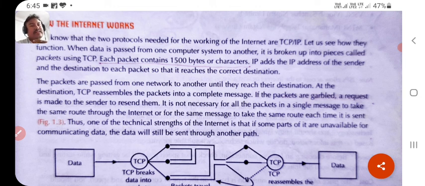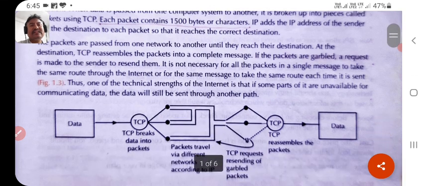It is not necessary for all the packets in a single message to take the same route through the internet, or for the same message to take the same route each time it is sent. Thus, one of the technical strengths of the internet is that if some parts of it are unavailable for communicating data, the data will still be sent through another path.